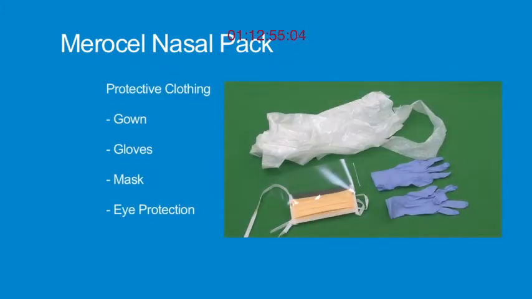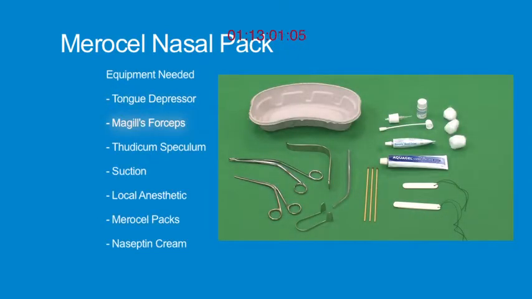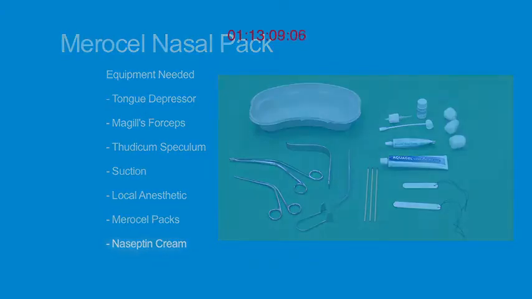It's very important that you make sure you're wearing gown, gloves, mask and eye protection. You'll need a tongue depressor and McGill's forceps to remove clots from the back of the throat. You'll need Thudichum speculum, suction, local anaesthetic, Merocel packs and Naseptin cream.